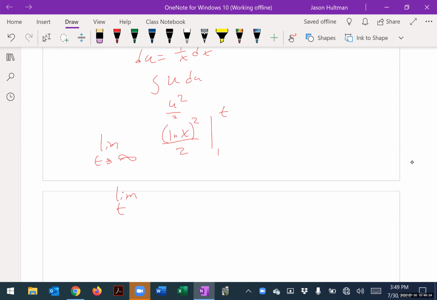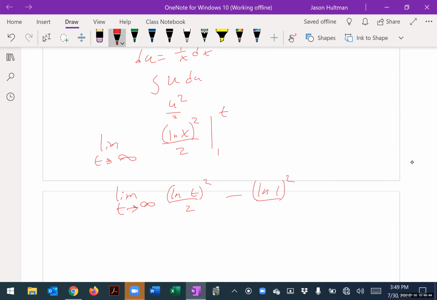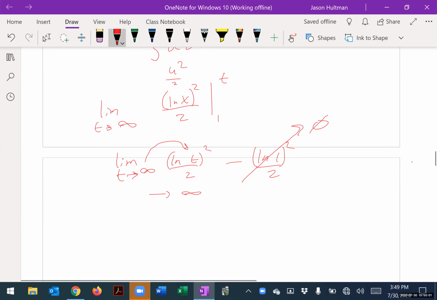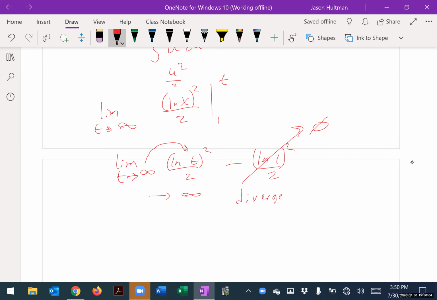Okay, so, got calculus to do. The limit as t goes to infinity of natural log of t squared over 2 minus the natural log of 1 squared over 2. Well, this thing again goes to 0. If I plug in infinity here, what's the natural log of infinity? Well, it's just infinity. Infinity squared divided by 2 is still infinity. So this thing goes to infinity, and so we say that it diverges.